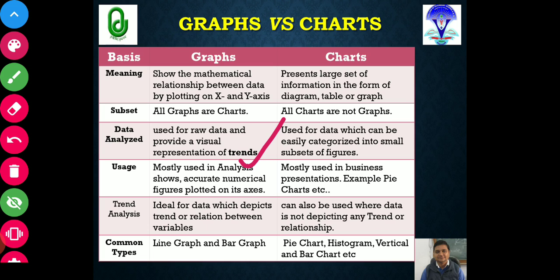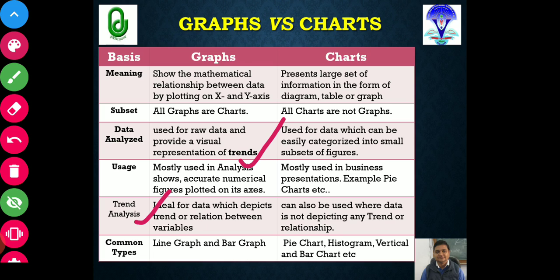Then another one is trend analysis. Graphs are ideal for data which depict a trend or a relationship between the variables. Whereas a chart can also be used where data is not depicting any trend or relationship. Since a chart includes graphs also, charts can display trends, but you can present a chart without displaying a trend. In a graph, you have to establish a relationship between the x and y axis, or show the trend. What are the common types of graphs and charts?